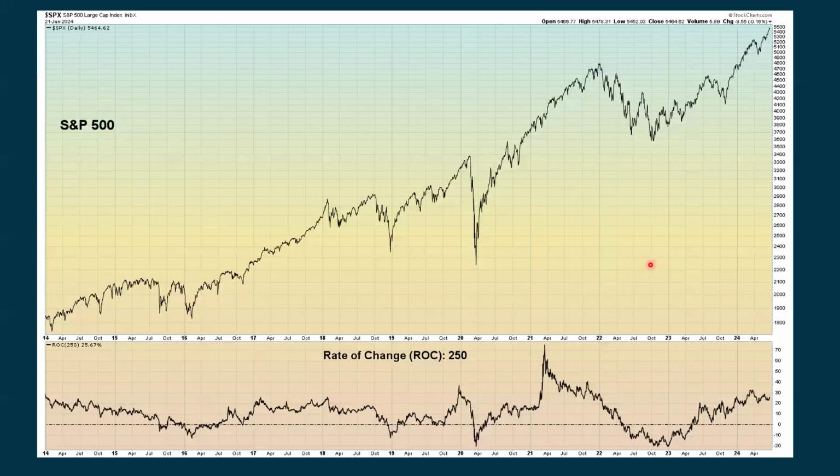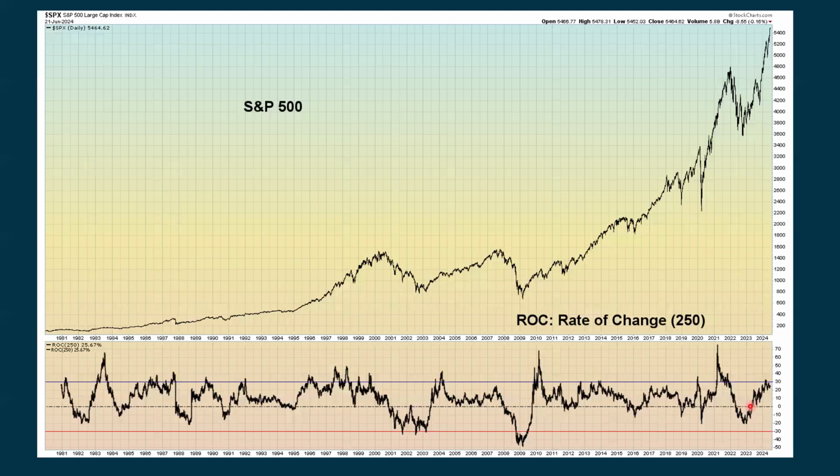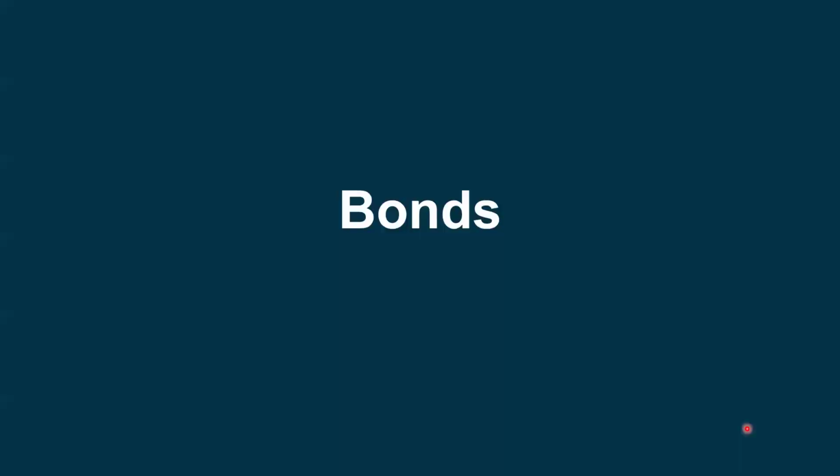I have a couple of rate of change charts. These are very long-term, and they're based on 250 periods. When these are continuing to go up, that's more positive. Here's another 250 period chart going all the way back to 1980, where we're looking positive for the most part. We've been seeing this really going up since we hit the lows back in October of 2022.